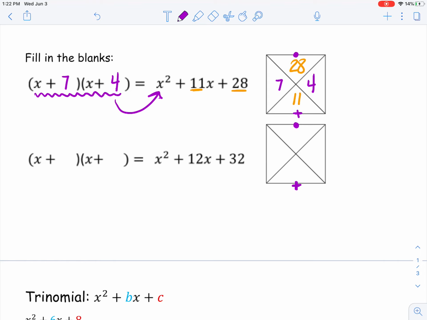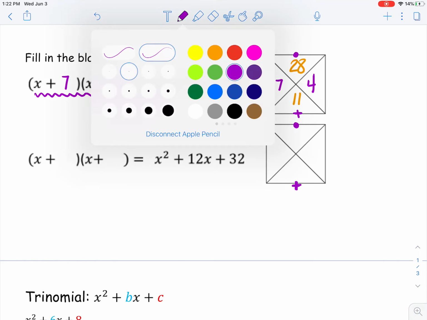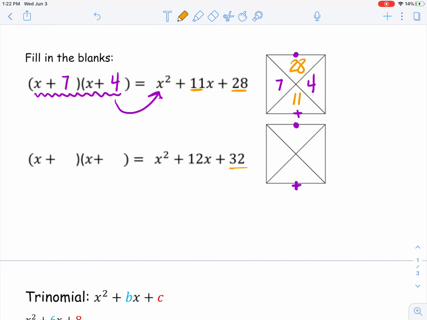Okay, multiply and add. I always write my operators. And I want to multiply to the last number, which in this case is 32, and I want to add to the middle number, which is 12. I'm going through my factors of 32. I have 2 and 16. I have 8 and 4. And I'm going to stop at 8 and 4 because 8 and 4 also add to 12.